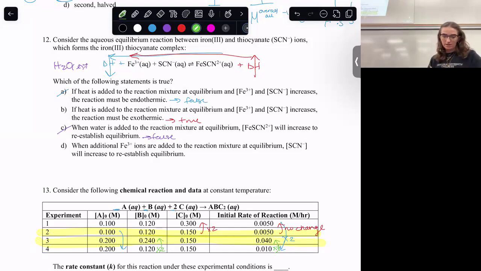And then what about D? When additional Fe3 plus ions are added to the reaction mixture at equilibrium, the concentration of thiocyanate ions will increase to reestablish equilibrium. No, right? Because if we're increasing the iron, what happens to our equilibrium? Which way does it shift? Towards products. So if we're shifting toward products, what happens to our concentration of thiocyanate? It should decrease, right? This will decrease. So this is false. So we proved that B is our correct answer.